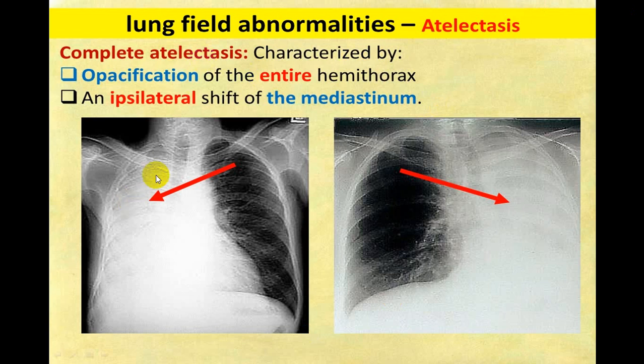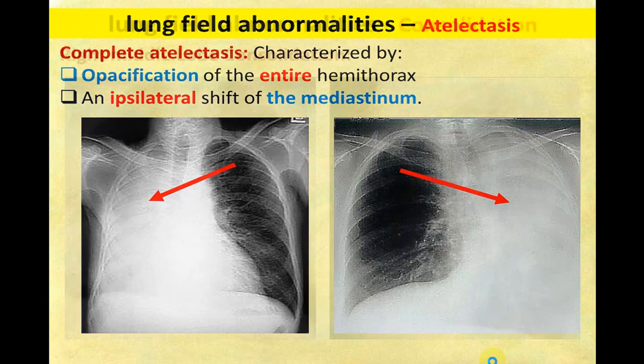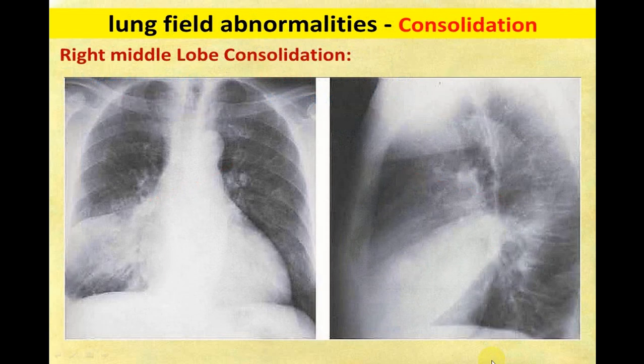This we have already shown you. Homogeneous opacity, trachea to the same side, diaphragm you cannot make out, border of the heart you cannot make out, costal margin you cannot make out, costophrenic angle you cannot make out. So because of the shift of the trachea, this has to be a collapse. Same thing here. This is on the right side, this is on the left side. Trachea is shifted to the left side. Left hemidiaphragm you cannot make out. So this is a left side collapse. So try to look for all these findings.